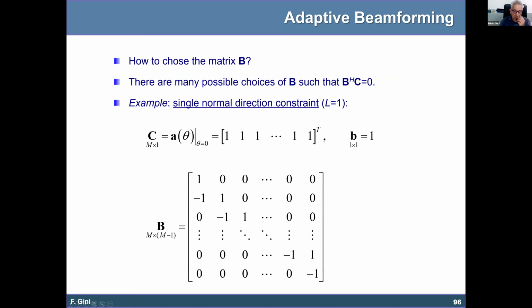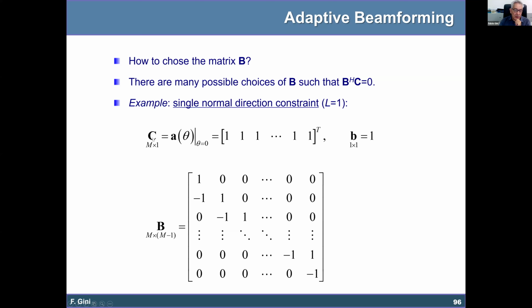I mean, there are many possible choices. What is important is that B Hermitian C should be equal to 0. So for example, let's assume, to make it simple, that we have just a single constraint. For example, we want to steer the beam in direction theta equal to 0. The array response calculated at theta equal to 0 is 1, 1, 1, 1.